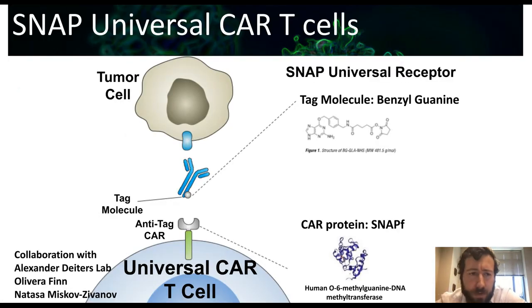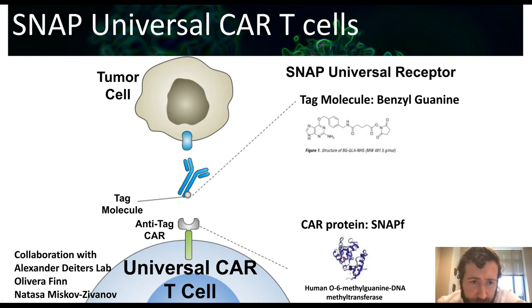And so what we're working on in my lab is developing universal SNAP-CAR T cells. And so these are slightly different from those other adapter CARs that I went over on the last page. And so the way this works is our CAR has as the targeting molecule the protein SNAP. And this is a human enzyme that's engineered to react with benzylguanine. It's a benzylguanine tag that goes on the adapter molecule.